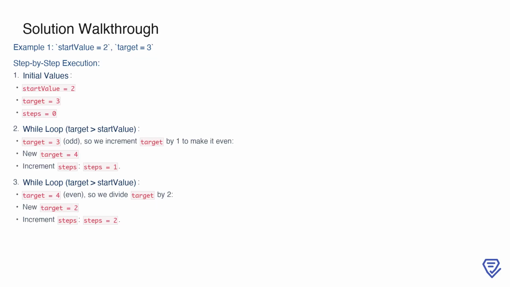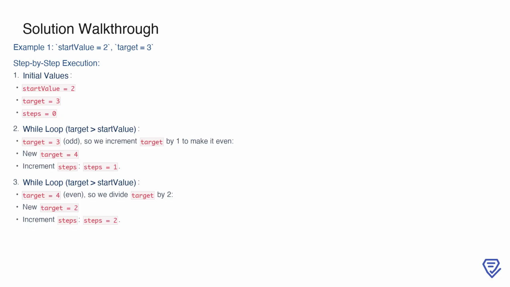To solve this problem, we start with the first example where start value is 2 and target is 3. Initially, steps is set to 0. Since the target is greater than the start value, we enter the while loop. Here, the target is 3, which is odd. When the target is odd, we increment it by 1 to make it even.